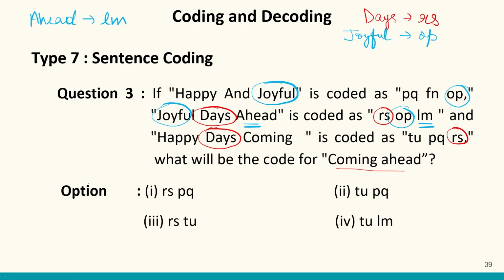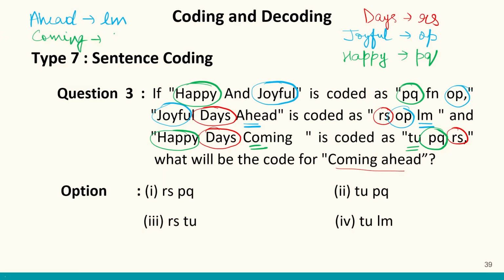Now over here, I can see happy and joyful, happy days coming. So happy is the common word. And if I look at the code, this is PQFNOP and this is TUPQRS. So PQ is the only common code. So I can say that happy is coded as PQ. So the only word that is remaining in this sentence is coming and the only code that is remaining is TU. So coming is coded as TU. So our answer will have both TU and LM, which is option number 4. So option number 4 will be the correct answer.